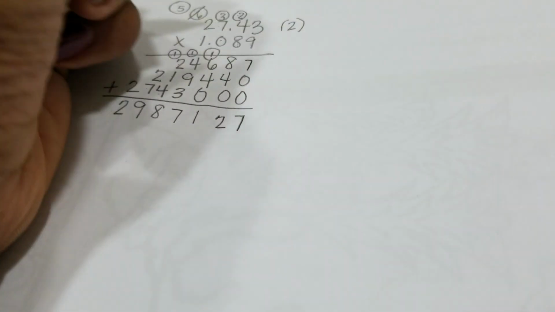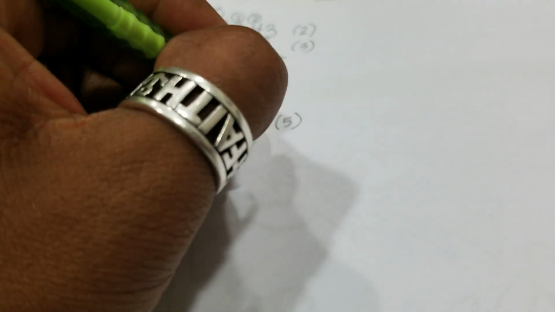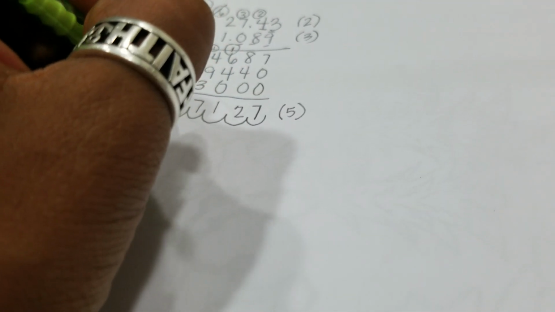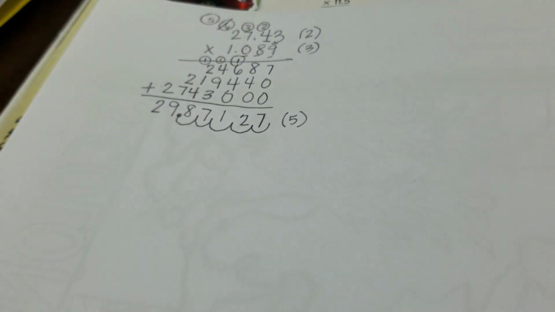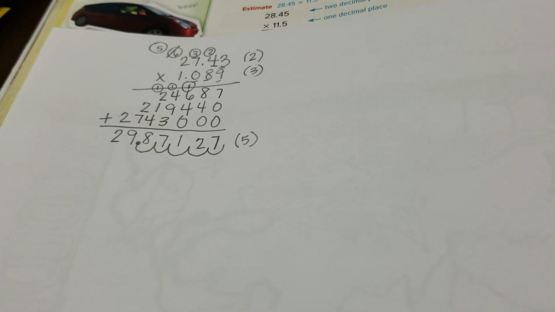So, in our problem, we have 2 digits behind the decimal here, and 3 here. So that means our answer needs 5. Okay. So we have to count 1, 2, 3, 4, 5. Okay, so 29.87127.